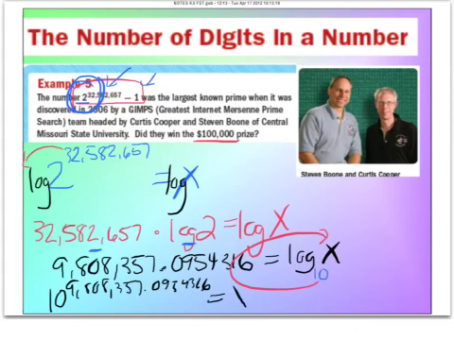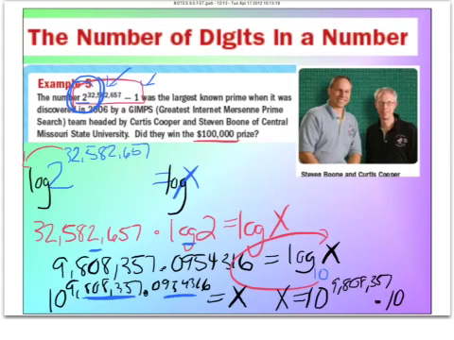is equal to x. Okay, now here's where the property of exponents comes into play. I think we all can agree that this integer number plus this little decimal would give me the entire exponent. So what I'm going to do is pull apart this integer number plus this decimal number. So x therefore has to be equal to 10 to this 9,808,357 times 10 to that decimal.